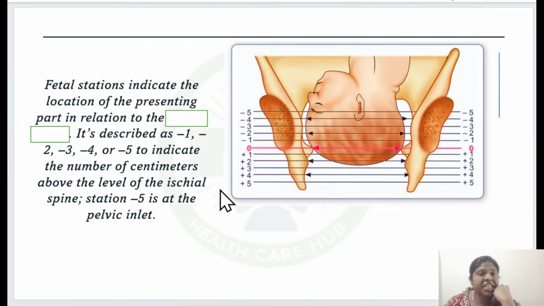Okay. Fetal stations indicate the location of the presenting part in relation to the dash. It is described as -1, -2, -3, -4 or -5 to indicate the number of centimeters above the level of the ischial spine. Station -5 is at the pelvic inlet.